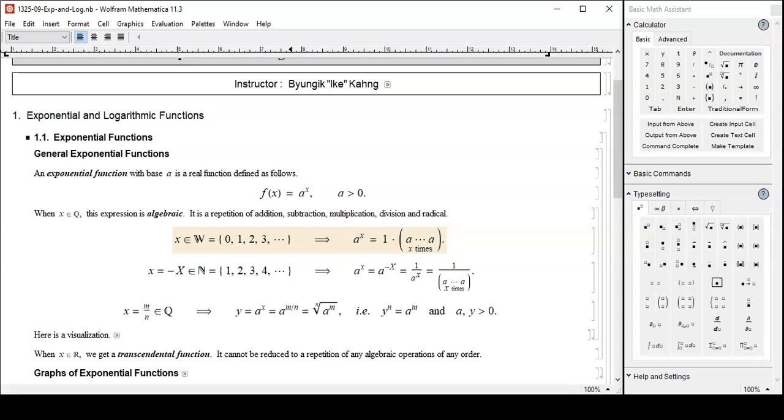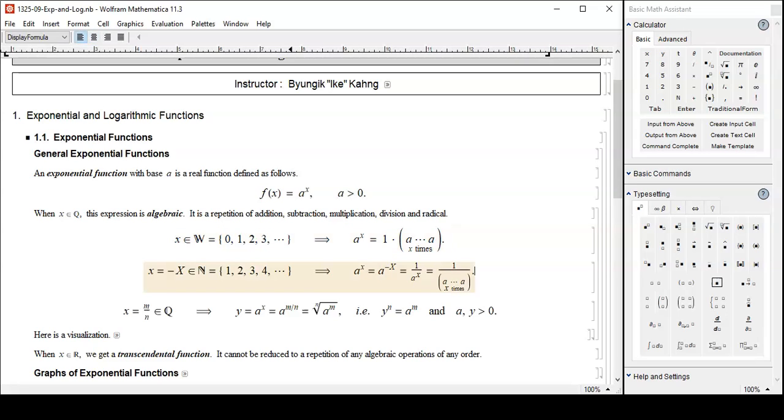When x is a whole number, that is 0, 1, 2, 3, 4, and so on, then this is nothing but a repeated multiplication x times. When x is 0, I'm multiplying nothing 0 times, so a to the 0 power is 1. If you have 1 power, then multiply a once, so that's a. Second power, multiply twice, so a times a. Third power is a times a times a, like that.